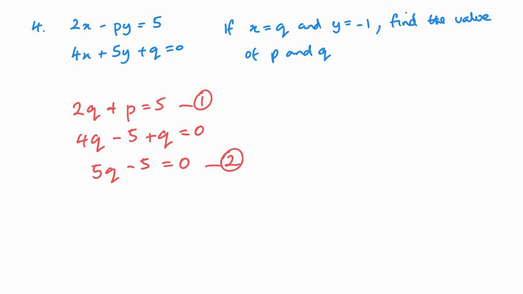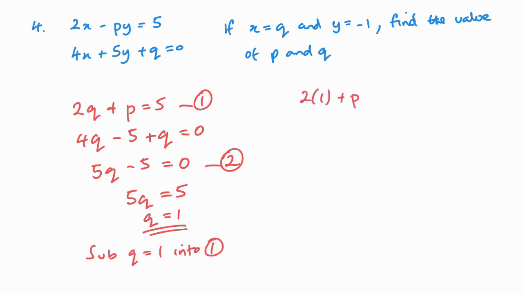Now from this second equation, it contains no values of p. So it means I can actually find out the value of q. So let's carry this on. And q is going to be equal to 1. And then sub q equals 1 into equation 1. And we get 2 lots of 1 plus p equals 5. So p is going to be equal to 3. And that's it, really straightforward.